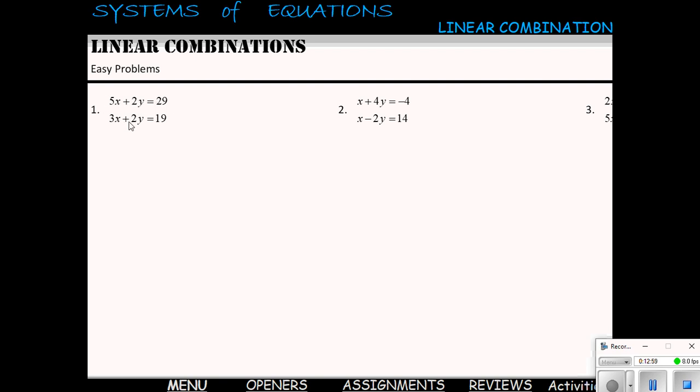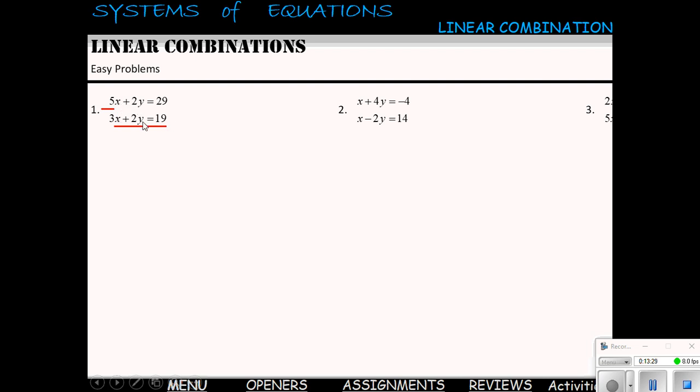Okay, if I look at the first system here, we're looking for what can cancel out. What do we have the same of? In the burger and Coke analogy, we had the same number of Cokes, so we could subtract the equations. In this case, we have the same number of y's. We have 2y in the top equation and 2y in the bottom equation. We can simply subtract these equations from each other and make these 2 y's go away. So I'm going to subtract one equation from the other. 5x plus 2y equals 29 minus 3x plus 2y equals 19.